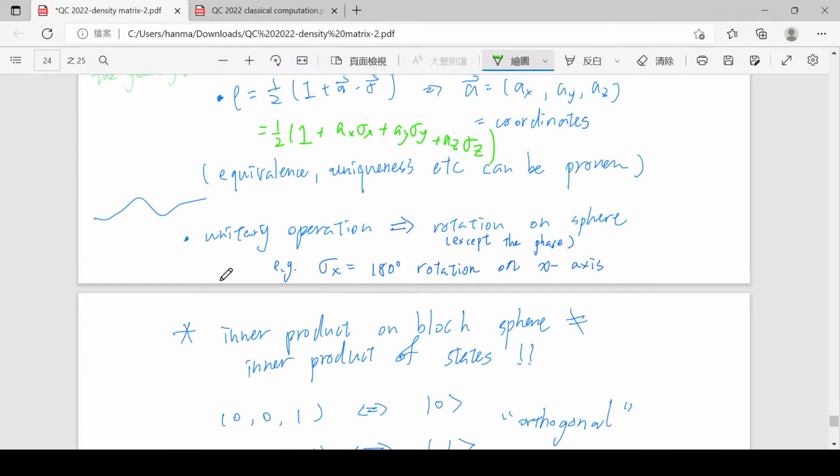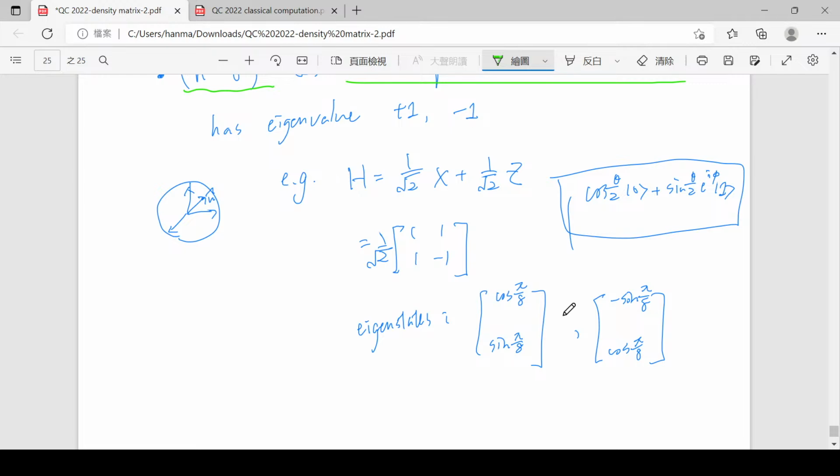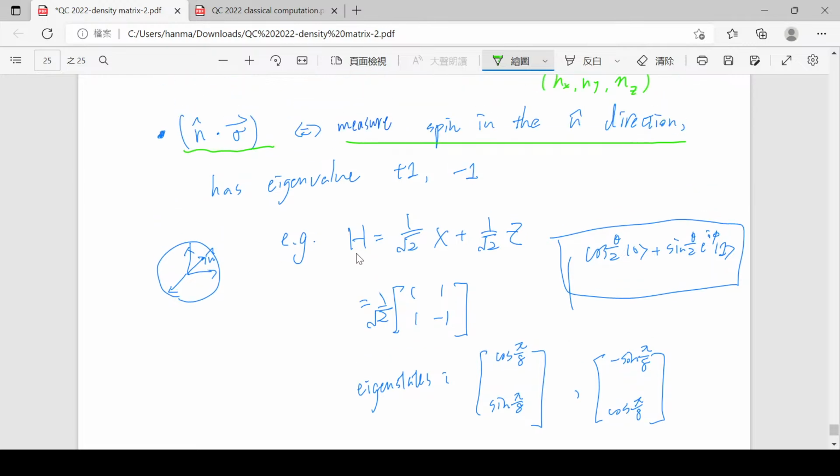So for example, this is one of the matrices we have been talking about alongside the Paulis, the Hadamard operator. And it's really just 1 over square root 2 of sigma x plus 1 over square root 2 of sigma z. You can see here, because it's 1 over square root 2 times 1, 1, 1, minus 1, this 1, 1 is sigma x, and this 1, minus 1 is sigma z.